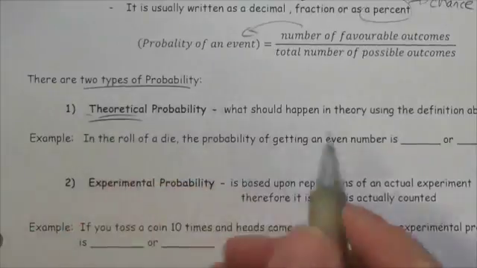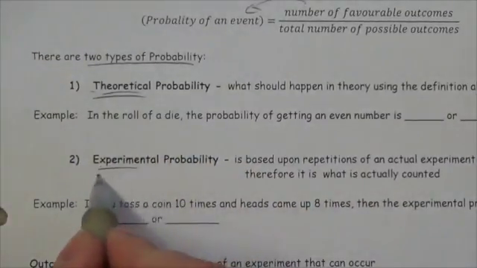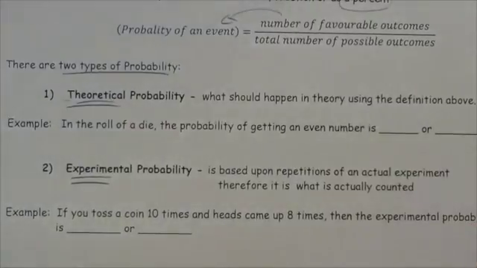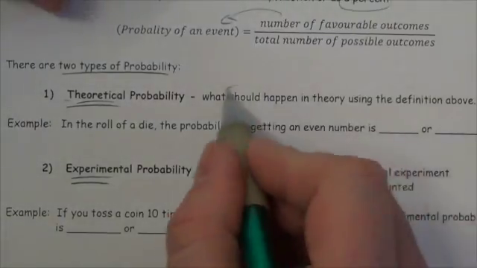There are two types of probability. There's theoretical, and then we've got experimental. Now, theoretical is when you look at some sort of a scenario and you think about, okay, how should it occur? How should it happen?